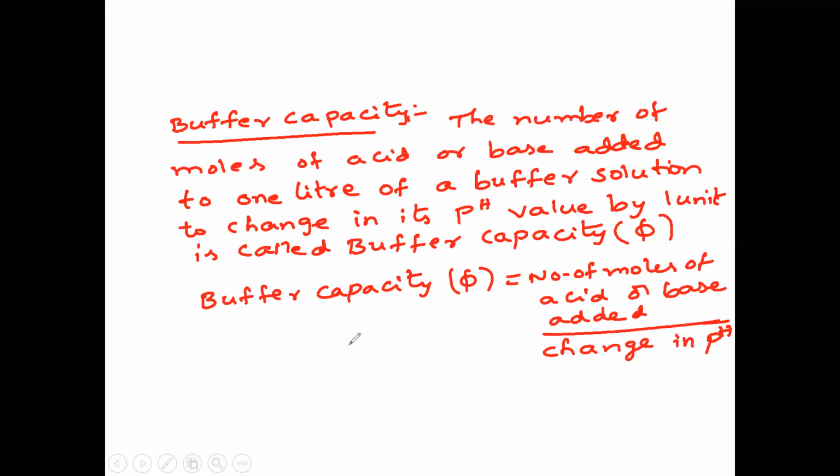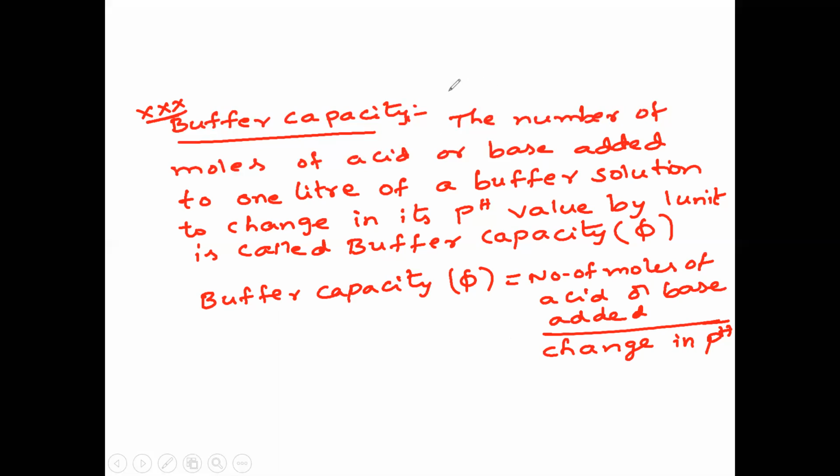So what is buffer capacity? The number of moles of acid or base that must be added to 1 liter of a buffer solution to change its pH value by 1 unit is called buffer capacity. So buffer capacity is equal to the number of moles of acid or base added per liter of solution, divided by the change in pH. This is called buffer capacity.